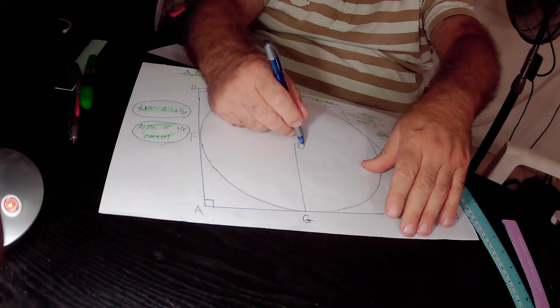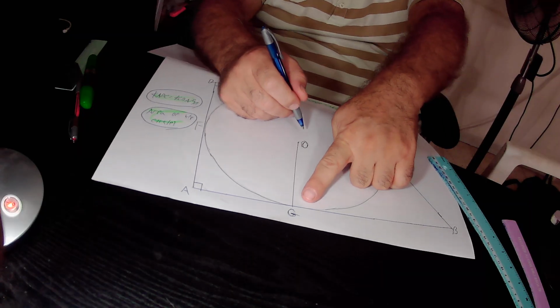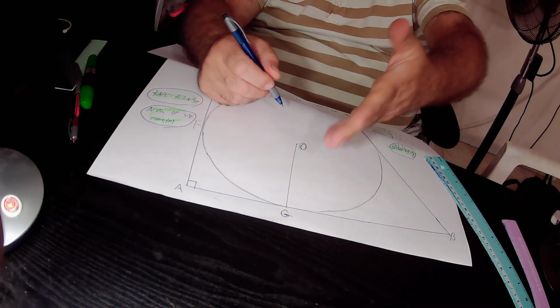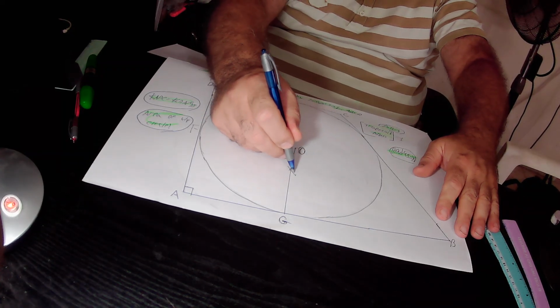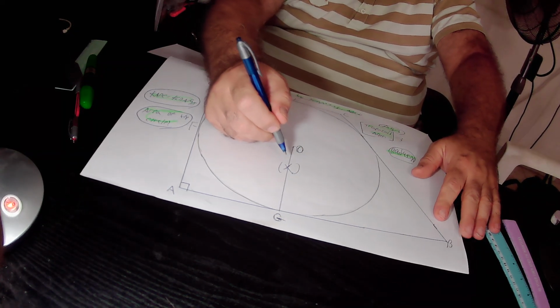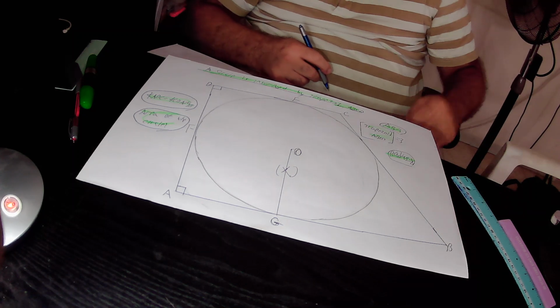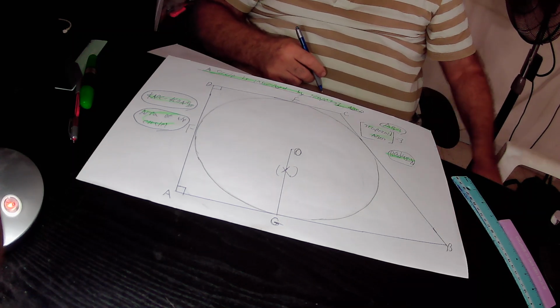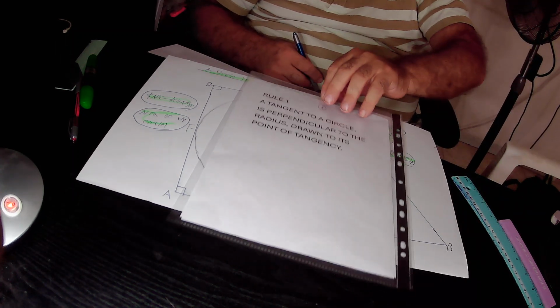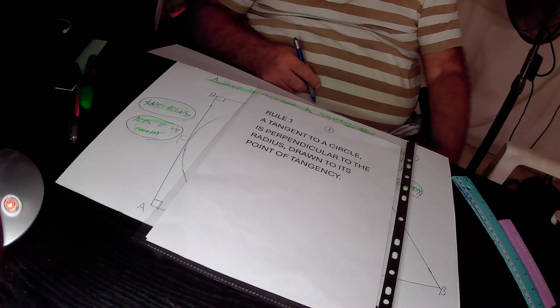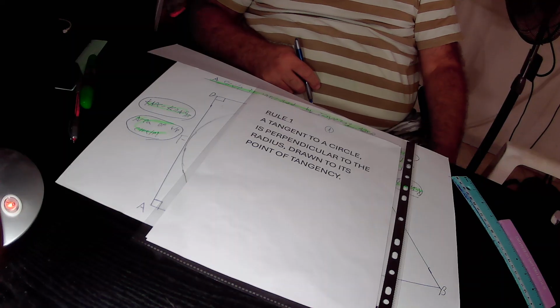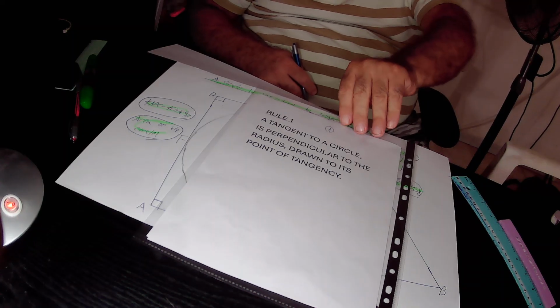Point O is the center of this circle, point G is a point on the circle itself, therefore OG is the radius of this circle and is equal to X. So here we can implement rule 1. Let me quickly repeat rule 1. According to rule 1, a tangent to a circle is perpendicular to the radius drawn to its point of tangency.